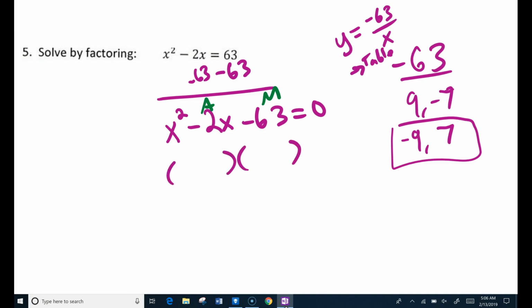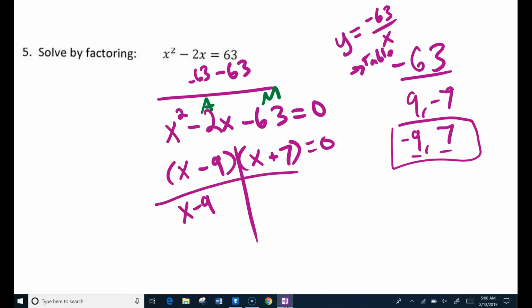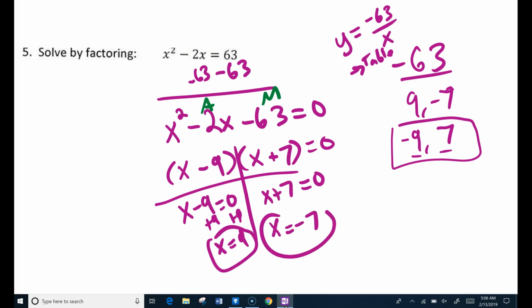So I write my two sets of parentheses, and I have x, and I just plug in the two factors there, negative 9 and positive 7. I set x minus 9 equal to 0, and I set x plus 7 equal to 0. So I get x equals 9, and x equals negative 7. And again, you could always check yourself by just going into y equals and plugging in x squared minus 2x minus 63, just to make sure that it crosses the x-axis at x equals 9 and x equals negative 7.